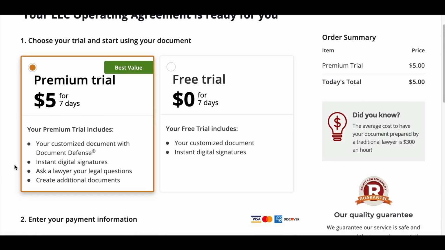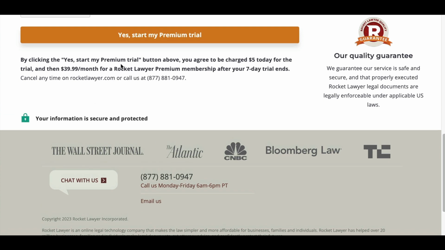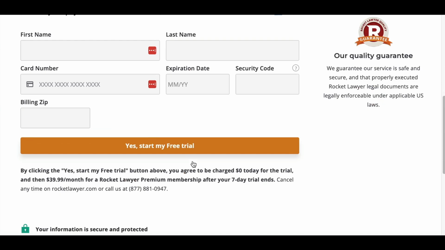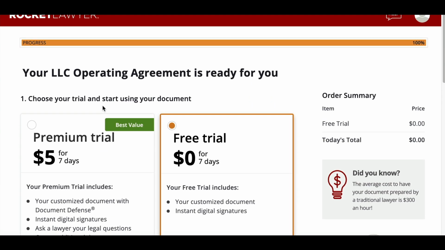So choose your trial. So your customized document defense, I have no idea what that is. Digital signatures, ask a lawyer your legal questions. What is the actual thing? Okay. By clicking yes, starting this, you'll agree to be charged $5 today and then $40 a month for a RocketLawyer premium membership. What if I did this? And then, yeah, it's $40 a month for a premium membership, which is more expensive than the USLegalForms.